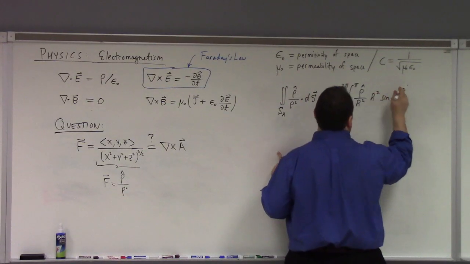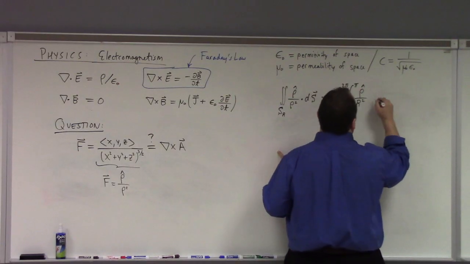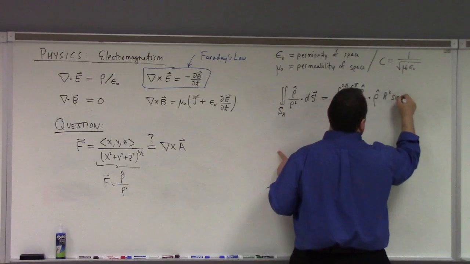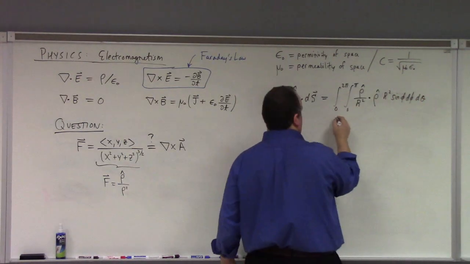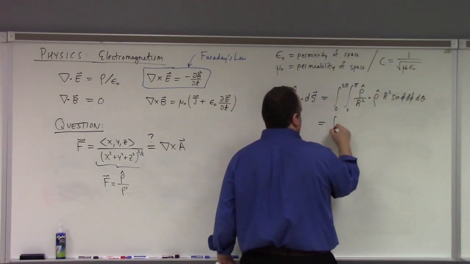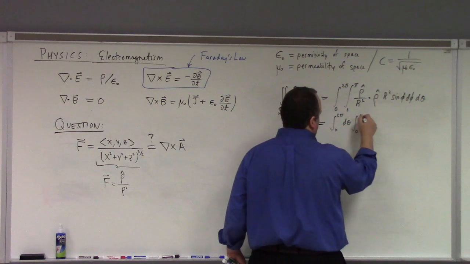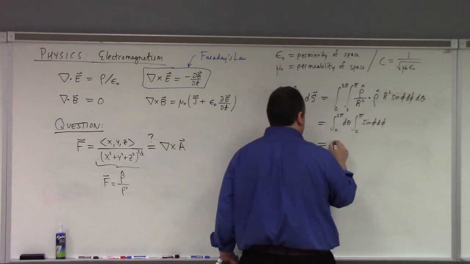My bad. Dot rho hat r squared sine phi d theta, right? Rho hat dot rho hat gives us 1. The r squareds cancel. And we've got the integral from 0 to 2 pi of d theta, the integral from 0 to pi of sine phi d phi. All right, so great. This is 4 pi.